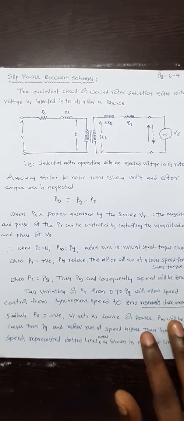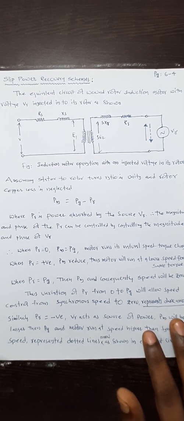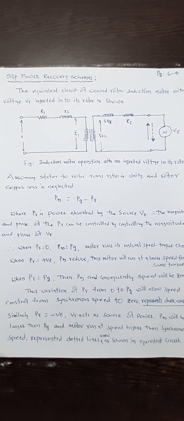The next method of speed control is the slip power recovery schemes. This method is also known as the EMF injection method. Before going to the original methods, let us have some introduction to the slip power recovery schemes.